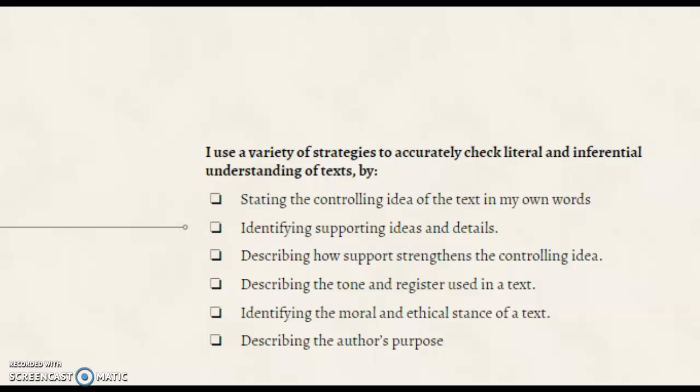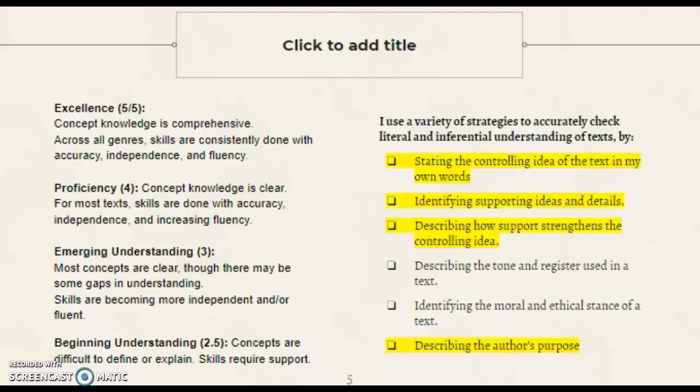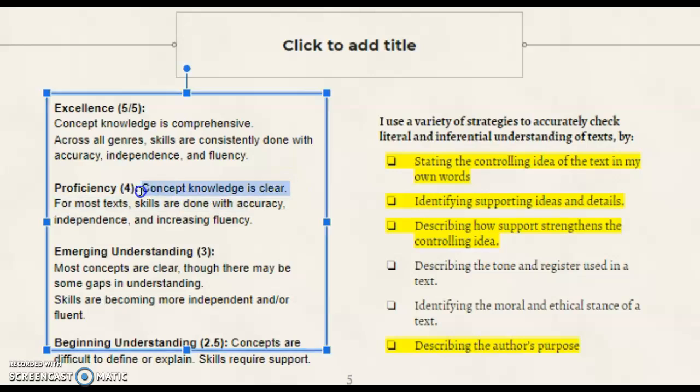So we want to make sure that we understand terms like controlling idea, supporting ideas, tone, register, the moral and ethical stance, and the author's purpose. Today we're going to talk about the four that are highlighted there. They're all kind of interrelated in this idea of what a controlling idea is. And hopefully by the end of today's lesson, you'll be able to say concept knowledge is clear for these things, so you understand what these terms mean and what these concepts are.